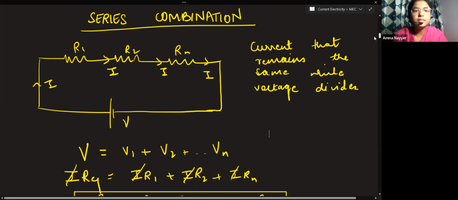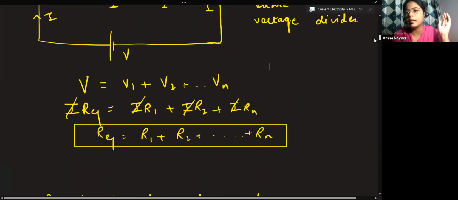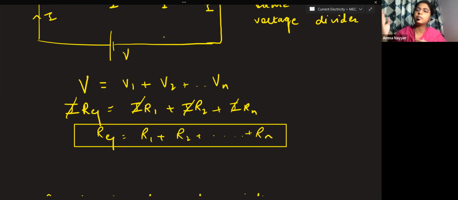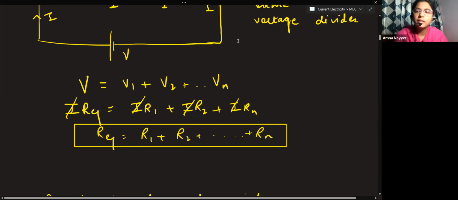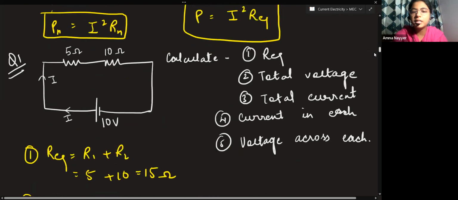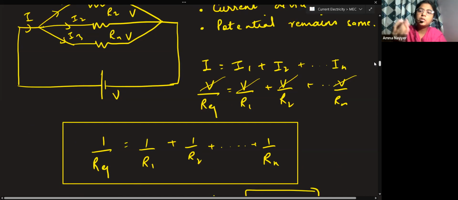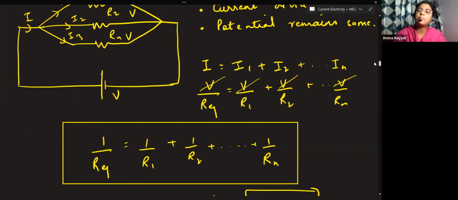In the last class, we had started with series and parallel combination of resistors. In series combination, how do we get the equivalent resistance? We simply add them, take the algebraic sum, meaning R1 plus R2 plus R3 plus R4 till Rn. In case of parallel combination, resistors are reciprocally added, meaning 1 by R equivalent is 1 by R1 plus 1 by R2 up till 1 by Rn.